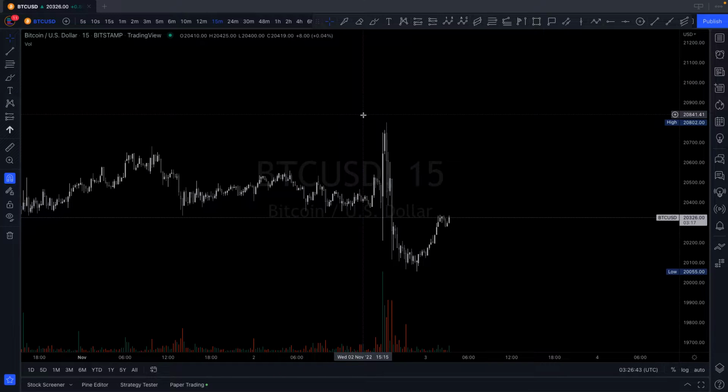Here, I want to show you guys how I set up my levels chart. So I got a brand new chart here, Bitcoin. You can tell it's new because Bitstamp.